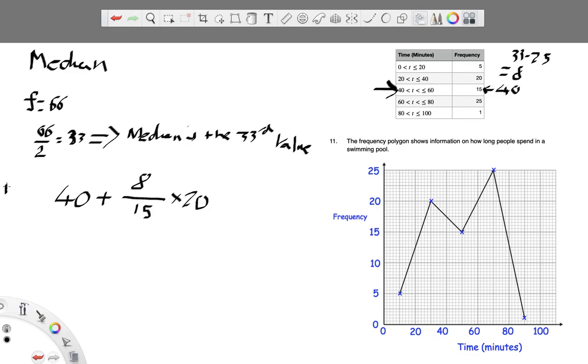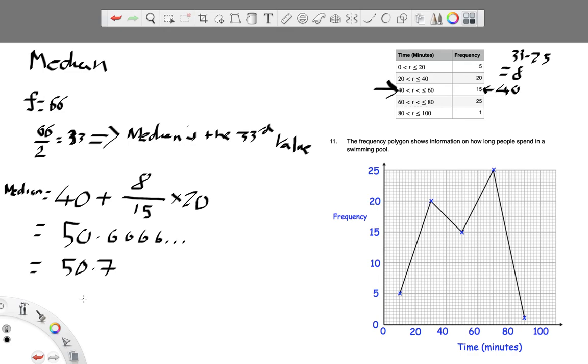So median is equal to 40 plus 8 over 15 times 20. So we'll type that into our calculator. To our calculator, we get the answer of 50.6666, so it seems to be that 6 is recurring. We're going to round to one decimal place anyway, so 50.7.